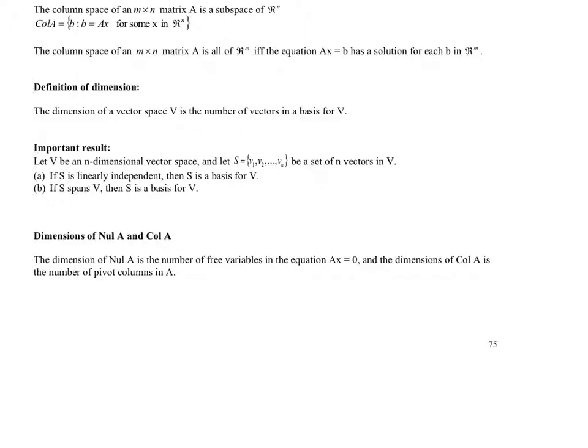Again, the dimension of null A is the number of free variables in the equation. The dimension of column space A is the number of pivot columns in A. So we talked about the null space, the column space, the definition of dimension, and all that stuff, the null, col, and all that good stuff.